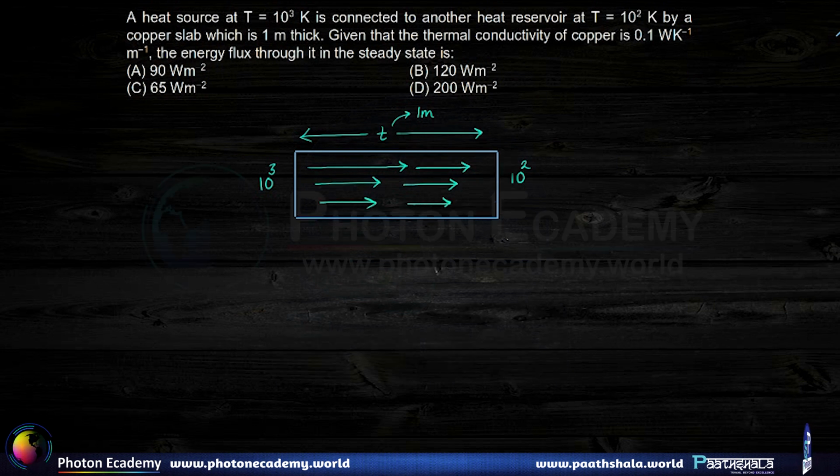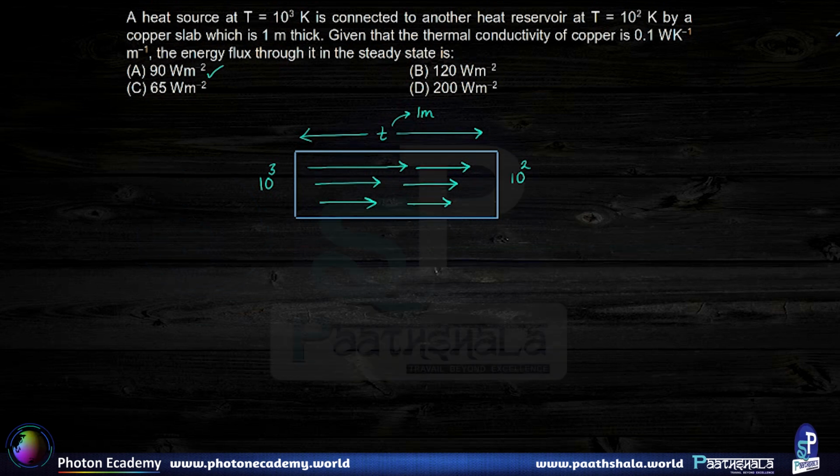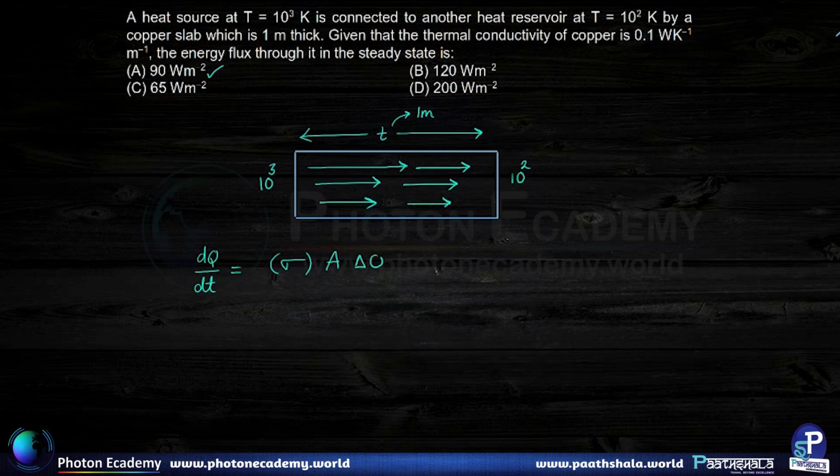Now we are asked the energy flux, and we can see from the unit that they are asking essentially watt per meter square. That is essentially the unit of intensity, which is power per unit area. Now we know that dQ by dt according to the law of thermal conduction is going to be equal to sigma, which is the conductivity of copper, A delta T or delta theta as it is called, the difference in temperature, divided by length. Now in this particular formula, length is given to be 1 meter.